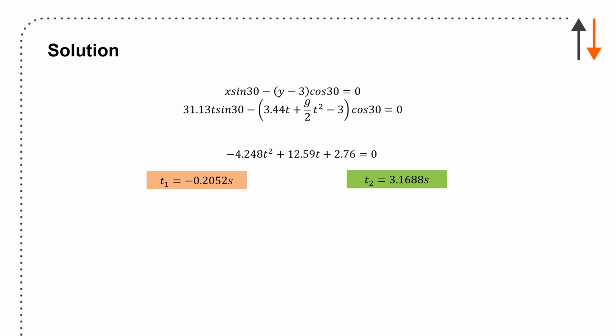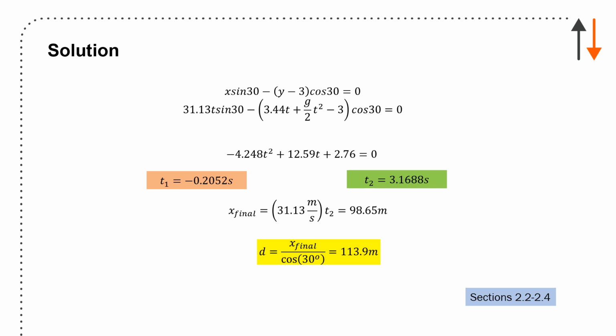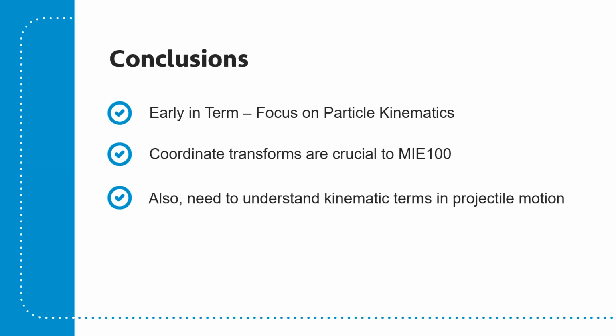And it also makes sense: it goes forward in time 3.2 seconds. Substituting the final distance, you get 98.65 meters, and D is 113.9 meters. And this is sections 2.2 to 2.4.